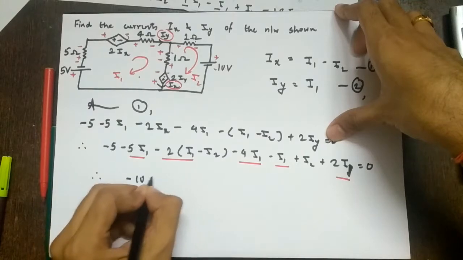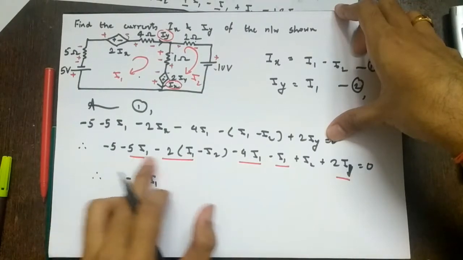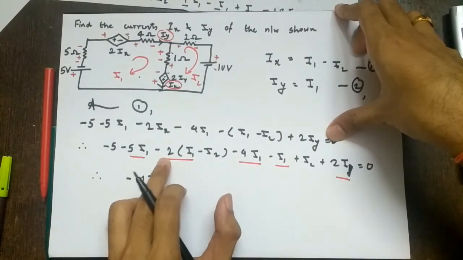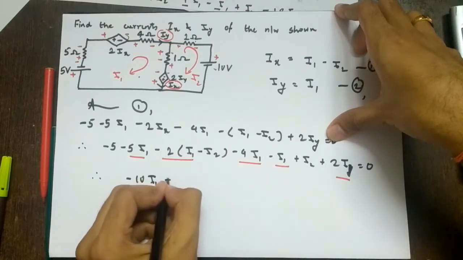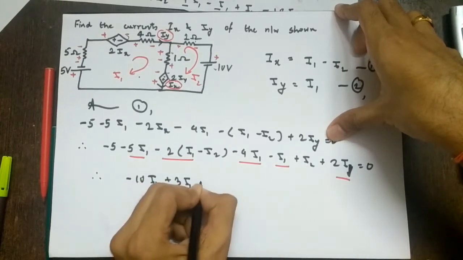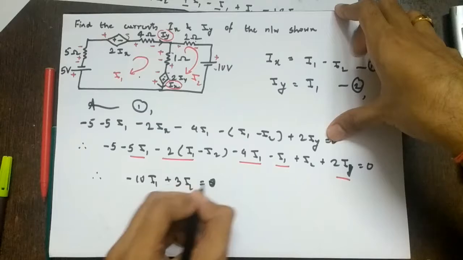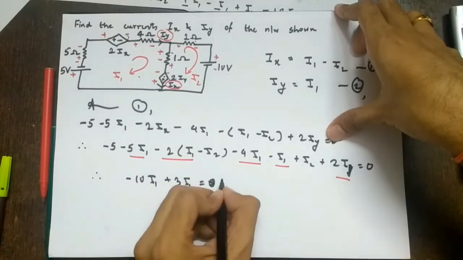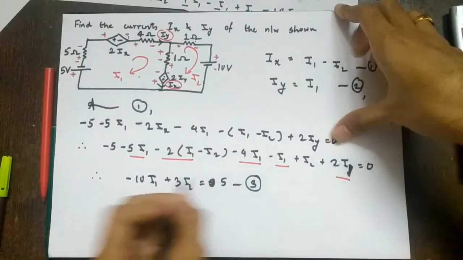So minus 10 I1. Then collect the terms in I2. This is plus 2 plus 1. So 3. So plus 3 I2 equal to, not 0, we have a constant term here. So this is 5. So equation number 3.